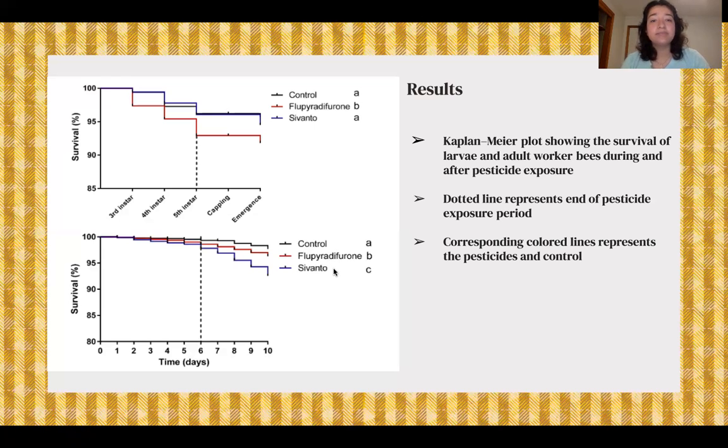or the Sivanto. And what is neat about this is that in contrast to the bees exposed during the development, the Sivanto formulation had a greater effect on the bees in their early adult stage, and their survival rate was significantly lower than those of the flupyradifuron and the control. But this figure particularly allows us to see that the survival rates do decrease much more upon insecticide exposure rather than just the control, which can't be seen as significantly for the developing bees as the line for the control and the Sivanto overlap.